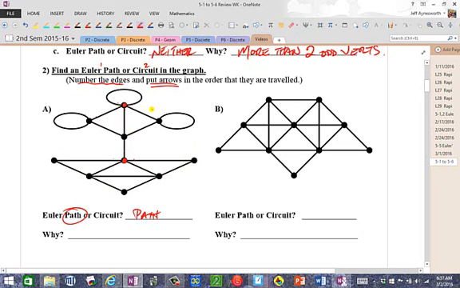Okay, so what I'm going to do is I'm going to start here. I'm going to end here. So I have two odd vertices, exactly two odd vertices, which tells me that I have a path. Okay, so here we go. I'm going to move around there. Now, there are more than one path possible, so remember that.